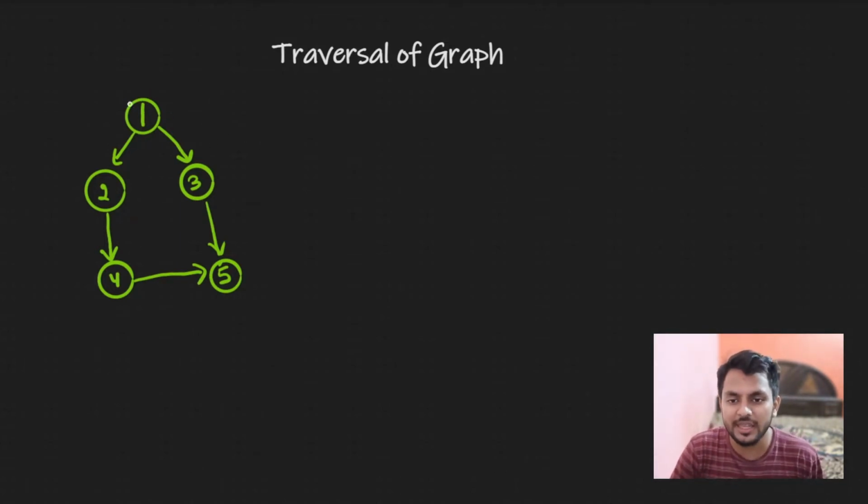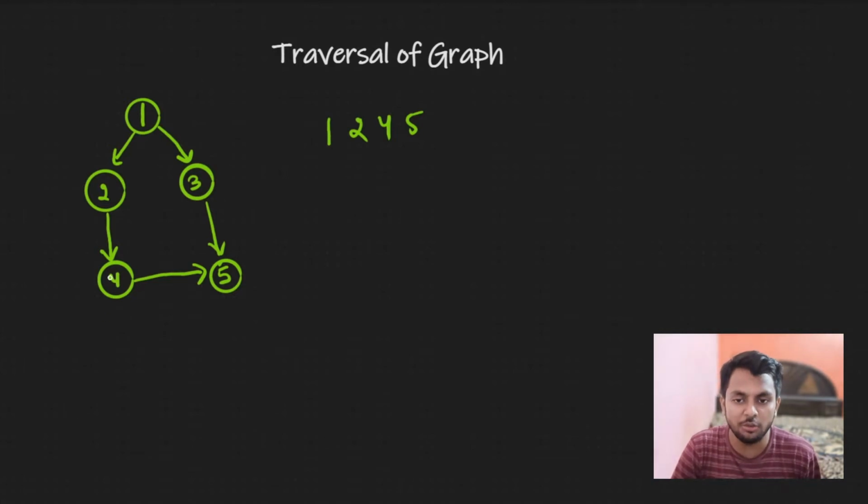If we want to find the DFS starting from 1, I can go to 2 or 3. Let's say I go to 2. Then I will not go to 3; I will go along this branch until its depth. From 2, I will go to 4. From 4, I will go to 5. Now from 5, there is no outgoing edge, so I will come back.